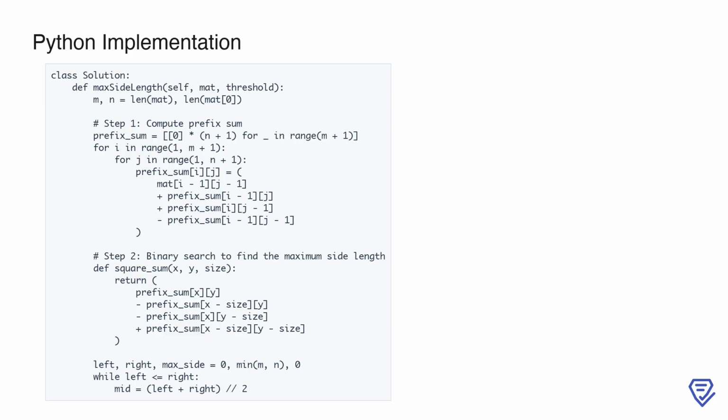After constructing the prefix sum, we move on to the main part of the algorithm, which involves a binary search to find the maximum side length. To help with this, we define a helper function square_sum that calculates the sum of any square submatrix given its bottom right corner and size, using the prefix sum array. Finally, we initialize the binary search range with left set to 0 and right set to the smaller dimension of the matrix, and we also initialize max_side to store the result.